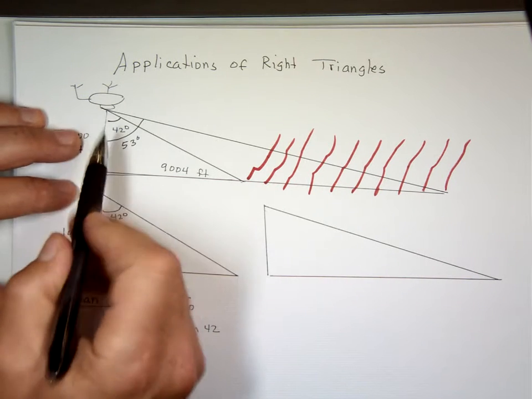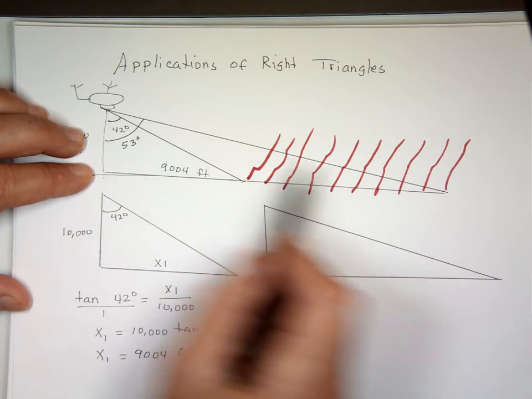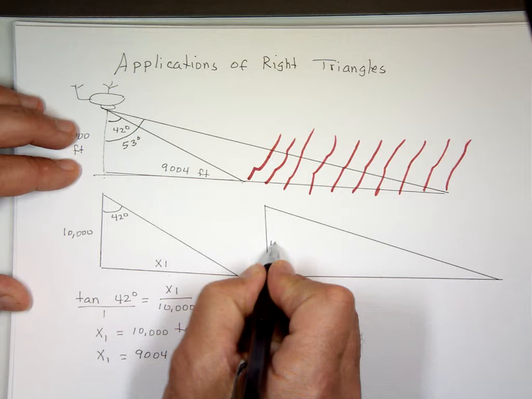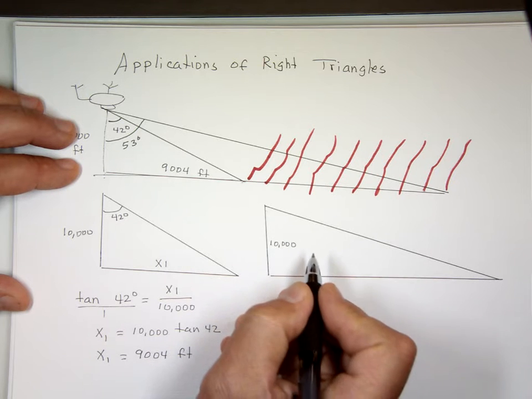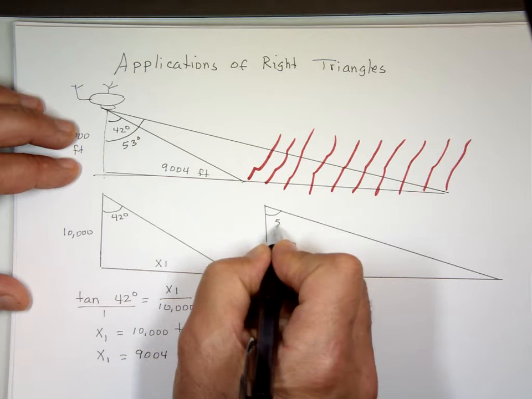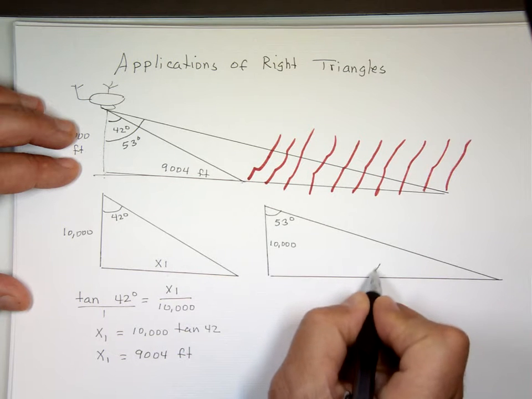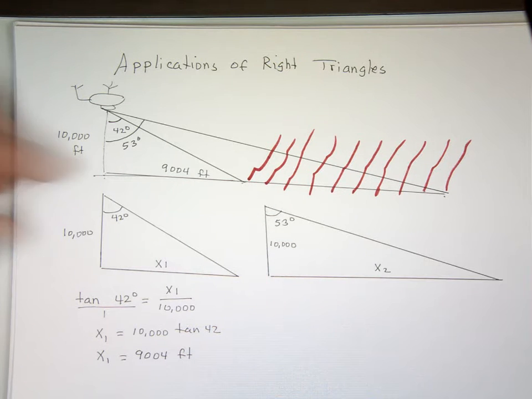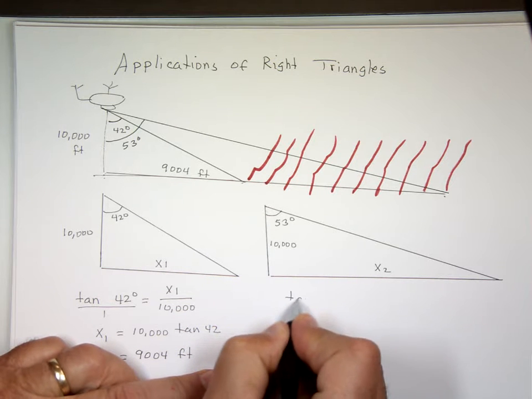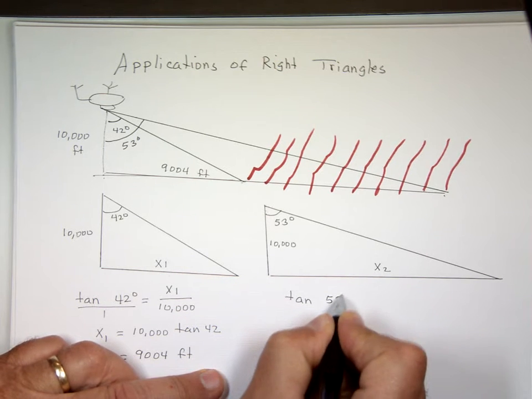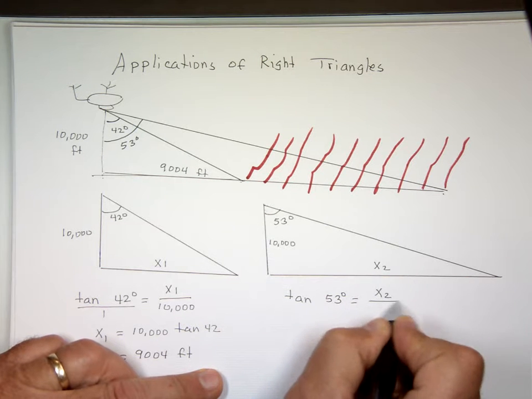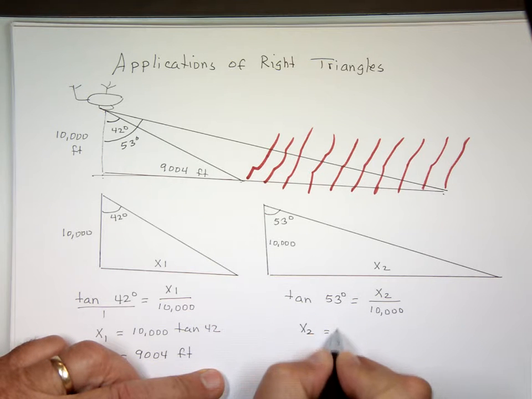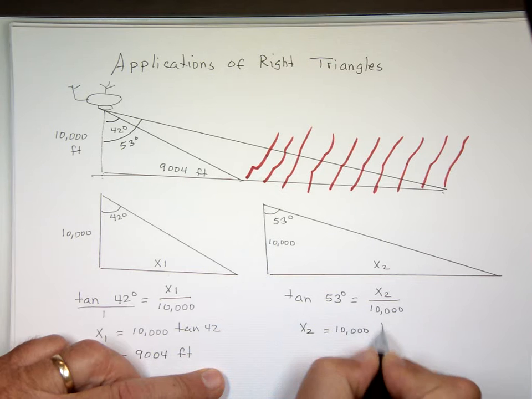That's this triangle. I'm looking at it for this one. All of this. Can you see it? The bigger one. It's 10,000 again here. But now this angle is what? 53 degrees. Can we find what that distance x2 is? That's from here to the end of the fire. Again, it's the tangent. The tangent of 53 equals x2 divided by 10,000. Cross multiply, x2 equals 10,000 tangent 53.